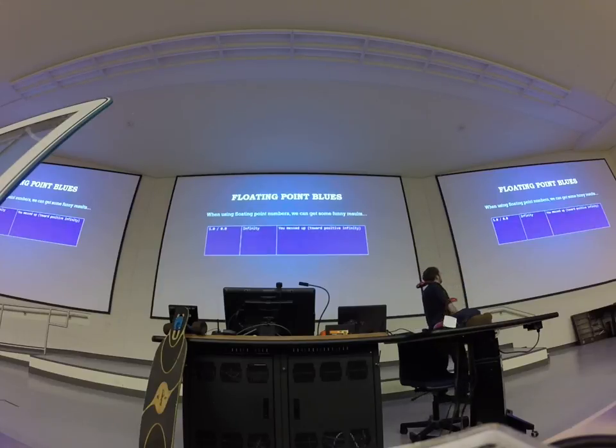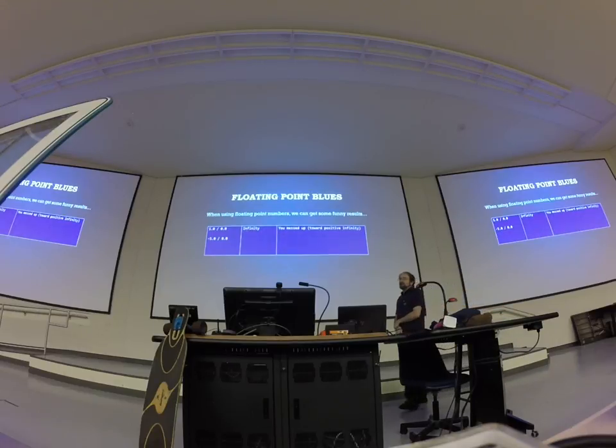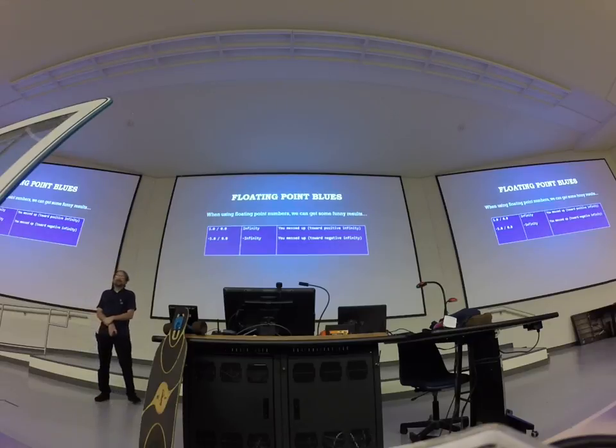So what does that mean? That means you messed up toward positive infinity, because you're never supposed to do that. Never, ever, ever are you supposed to divide by 0. What if you have negative 5.0 divided by 0.0? It's going to be negative infinity, which means you messed up towards negative infinity, right?